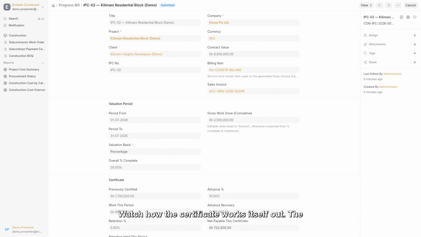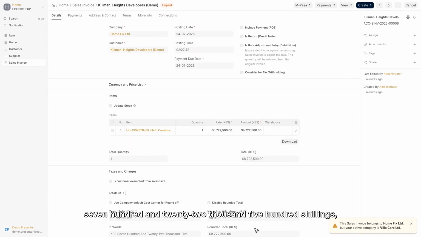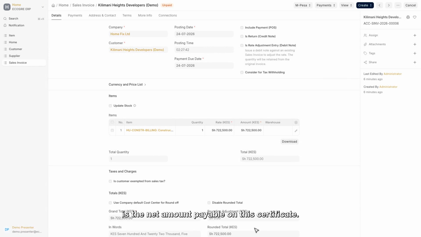Watch how the certificate works itself out. The project is now 30% complete, so the cumulative value of work done is 2.5 million shillings. The system already knows we certified 1.7 million last month, so the work for this period is just the difference, 850,000 shillings. From that, the deductions happen automatically. Retention is held back. The mobilization advance is recovered a little at a time, and what is left, 722,500 shillings, is the net amount payable on this certificate. You did not calculate any of it by hand.